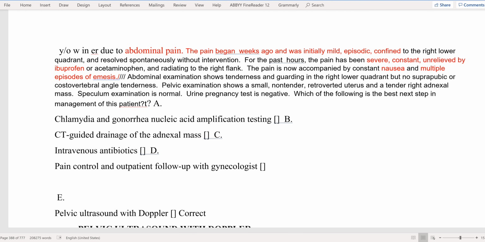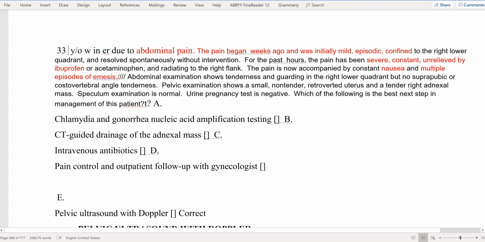Oh, this is a really good question. Now, you have a 33-year-old female who presents with abdominal pain that began a couple of weeks ago, mild and episodic, but now it's constant and relieved by ibuprofen. She has constant nausea, multiple episodes of emesis, and a tender right adnexal mass. Urine pregnancy is negative. So what is the best next step for this patient?